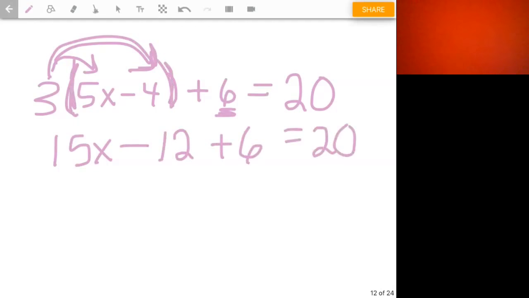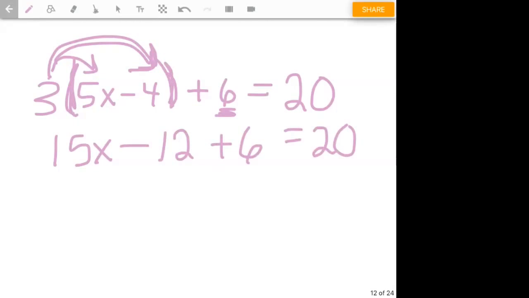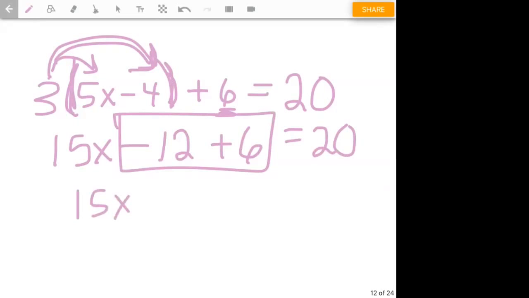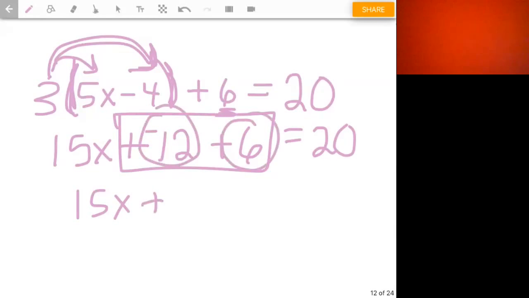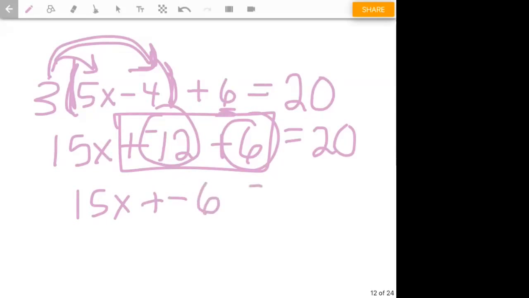And then I think you know how to do this. You could combine those. Now a lot of people don't like a minus 12, so we could change this to plus a negative. So we have negative 12 plus 6. How much is that? Negative 12 plus 6 would be negative 6. You're right, because it's negative 12 and positive 6.